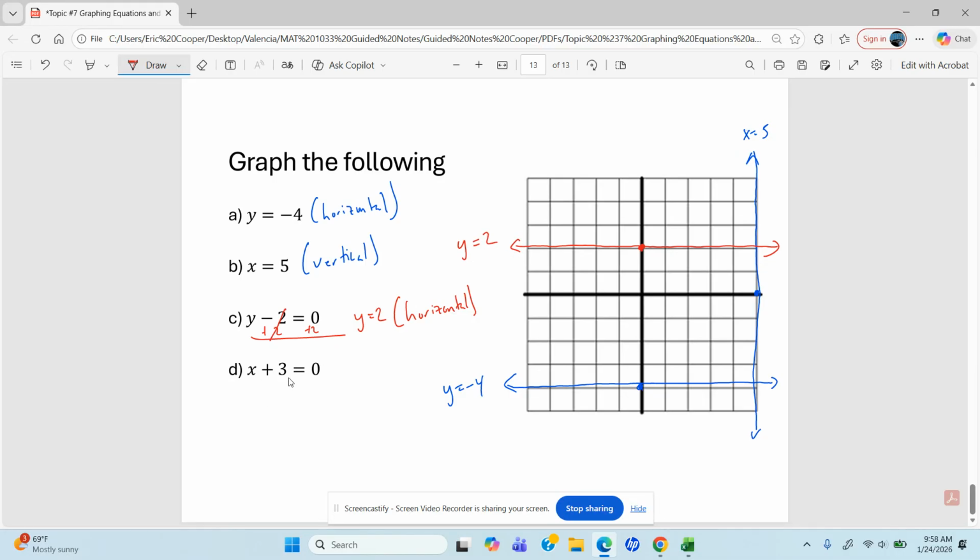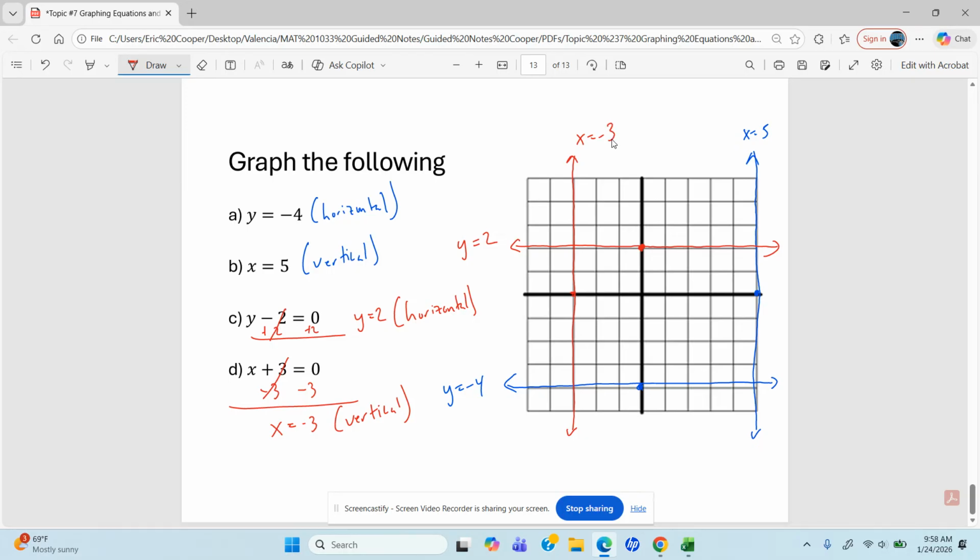Same thing with the x. I want to get x by itself, so I need to subtract 3 to the other side. In this case, I get x equals -3. x is always a vertical line, but now I need to move 3 to the left. So from the origin, I'll move 3 to the left, and this will be my line right here.